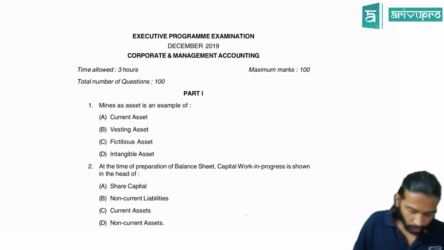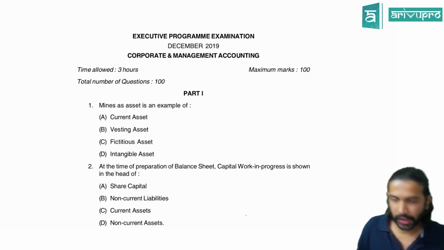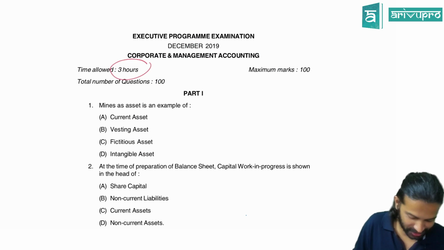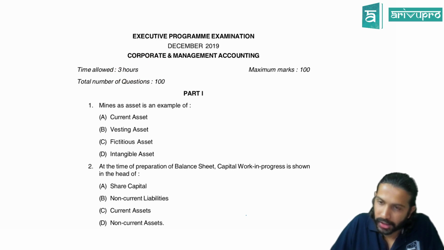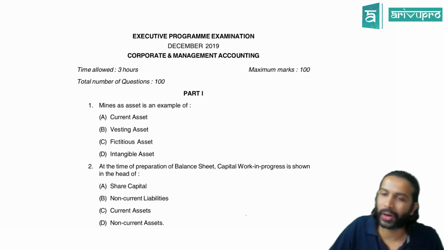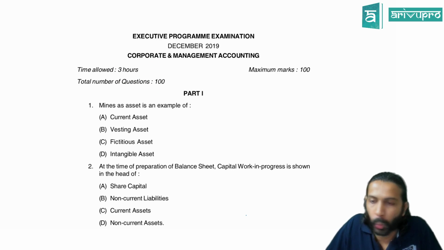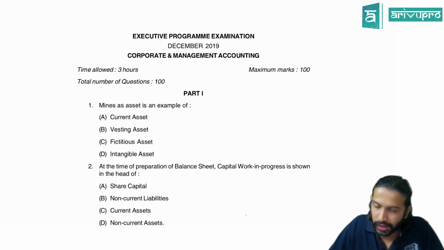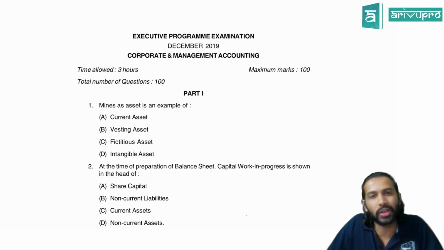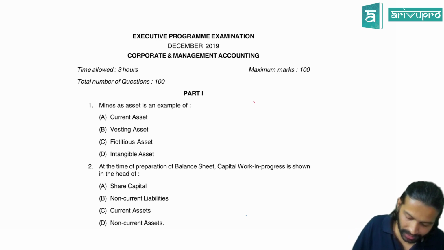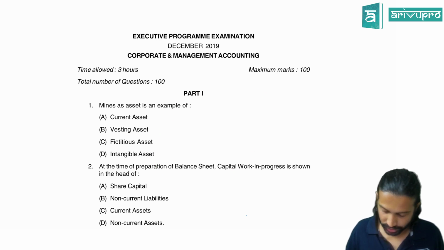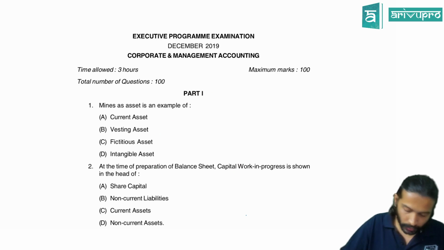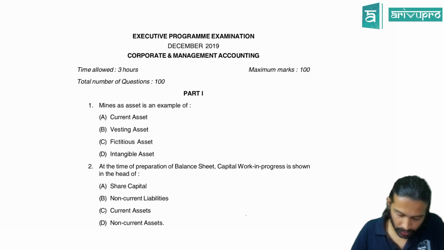Before we start, a few basic rules. This examination will be for about 3 hours, and you'll have about 100 questions. Each question will carry 1 mark. 60 marks will be from corporate accounting, meaning the accounting side. Another 40 marks will be from your costing and valuation side. We will be covering only the corporate accounting side in today's session. All right, let's get started.